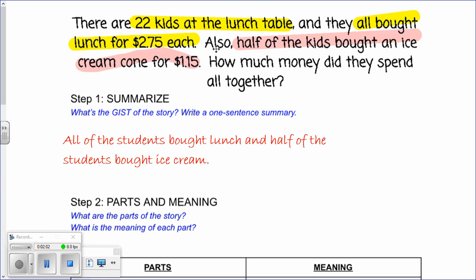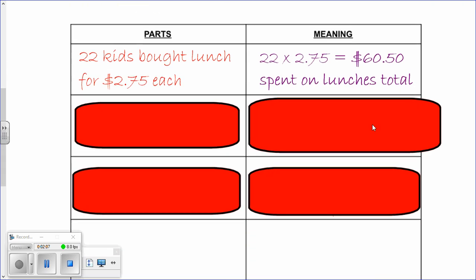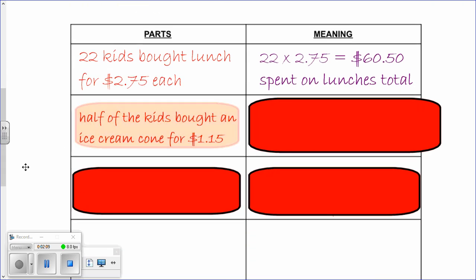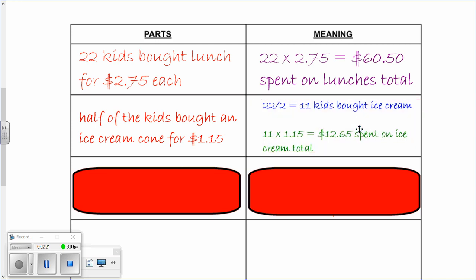The next part says also half of the kids bought an ice cream cone for $1.15. So I wrote that underneath the part that half of the kids bought an ice cream cone. So mathematically, what does that mean? Well, how many kids is half of the kids? Well, if there are 22 students total, I can take the number 22 and divide it by 2 to figure out what half of those kids would be. And half of 22 is going to be 11 kids. I also could have taken the number 22 and multiplied it by 1/2, and I would have gotten 11.